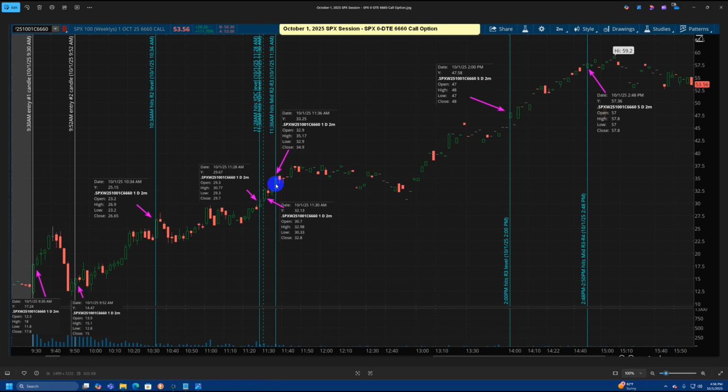Here's the 11:36 candle where it hits the mid R2, R3 level. It's 34.90. Here's the 2 p.m. candle where it hits the R3 level. It's now 48. Here is the 2:48 p.m. candle, and when it hits mid R3, R4, it's 57.80. Next we'll look at the 66.65 call option.